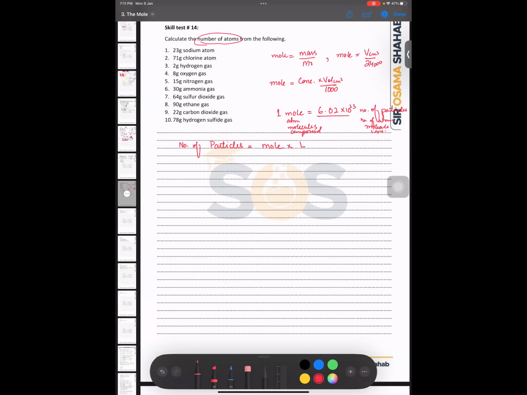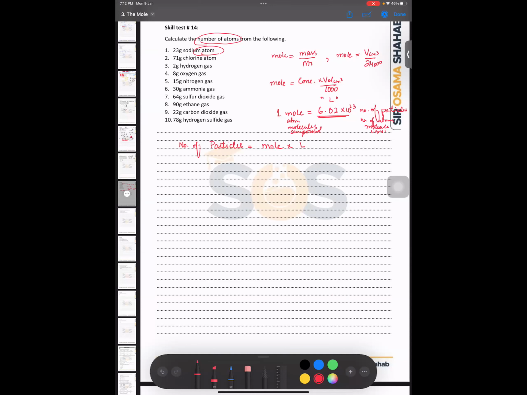This is the Avogadro constant, and it is represented by capital L. So you can simply multiply this number with the number of moles to get the number of particles. Right now we have atoms, so it will definitely give you the number of atoms if you multiply it with the Avogadro constant. But for this, we should have the number of moles, but right now this is mass.